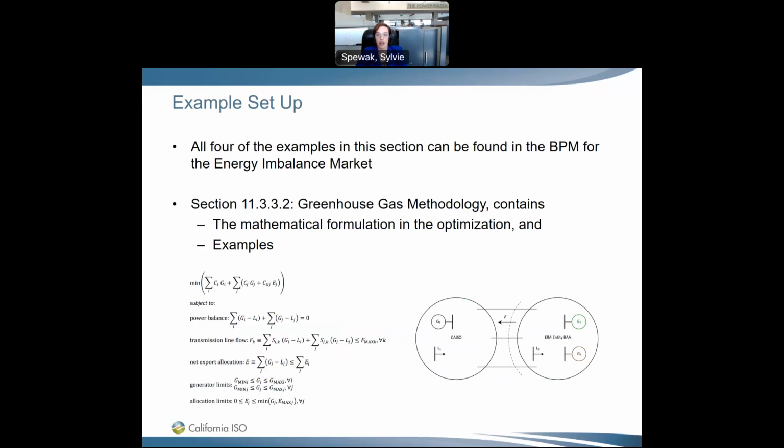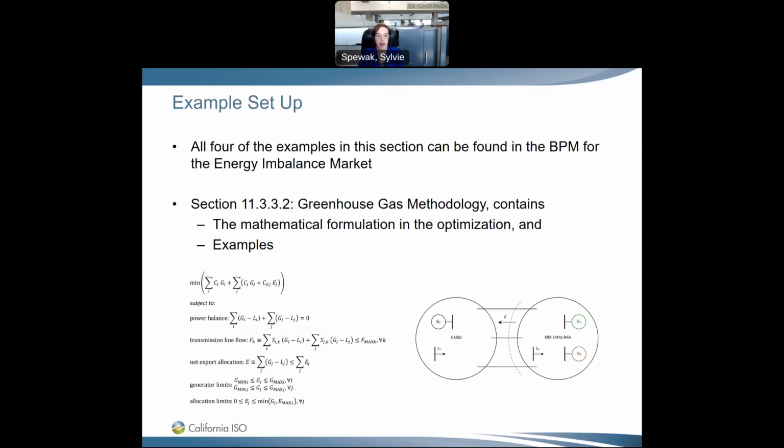All 4 of the examples that I will walk through can be found in the business practice manuals for the energy imbalance market. If you look at section 11.3.3.2, you'll find the greenhouse gas methodology, and that contains the mathematical formula that we use in the optimization, which I've also put on the screen, as well as examples.